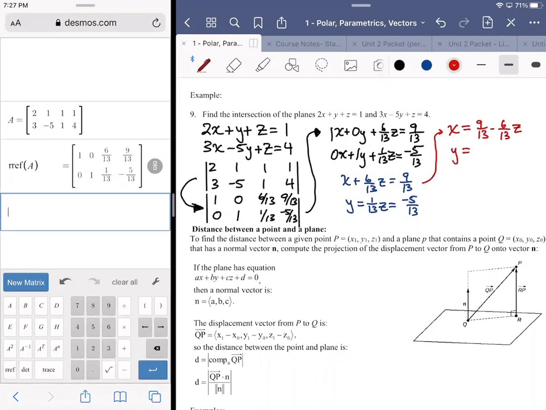Y is equal to negative 5/13ths minus 1/13th z. All right, the issue is I don't have z equal to anything. But it has to be equal to something if these two planes intersect with one another. Fun fact, I'm not going to tell you to find the intersection if there is no intersection.